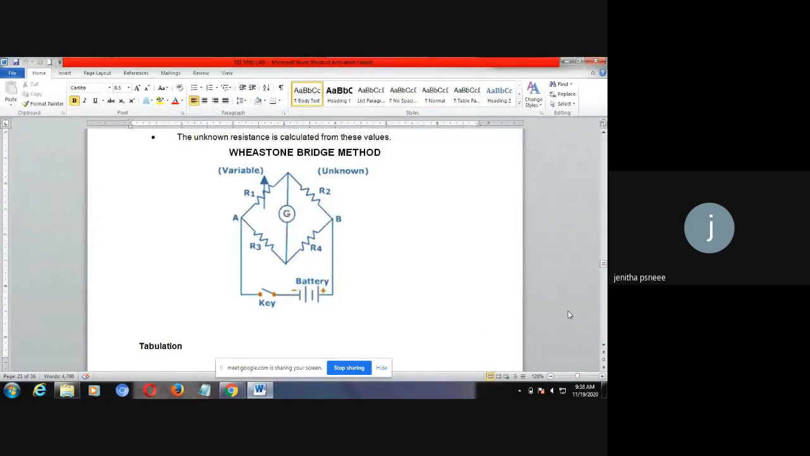So let's look at bridges. In bridges, there are DC bridges and AC bridges. Okay? So first we can see the DC bridges. In DC bridges, what are the classifications? Wheatstone's bridge and Kelvin's bridge. Now we can see Wheatstone's bridge and Kelvin's bridge first.